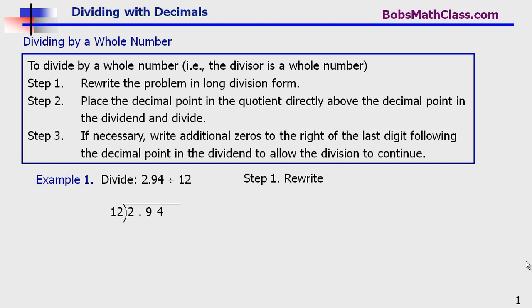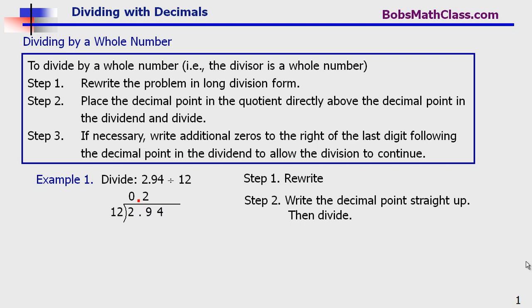Now step 2 is to place a decimal point in the quotient directly above the decimal point in the dividend. So just write the decimal point straight up, and then we're going to divide. So that decimal in the quotient is between the 2 and the 9, directly above it. Okay, so now we're going to divide. Does 12 go into 2? No. Does 12 go into 29? Right. How many times? Twice. So that 2 has to go directly above the 9. Above the 2, we'll put a 0.